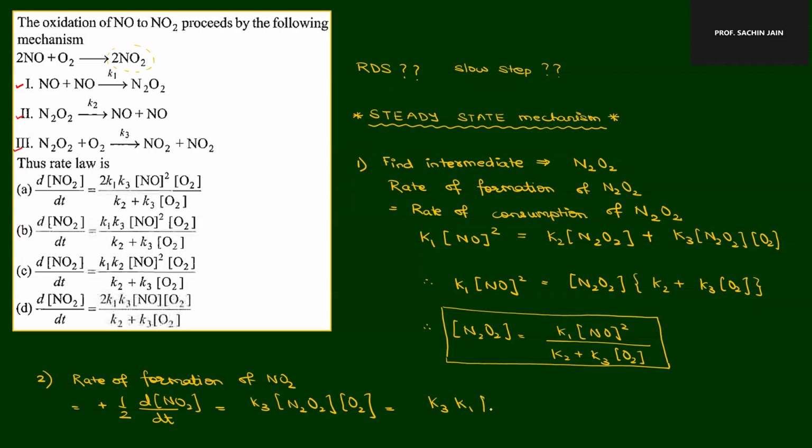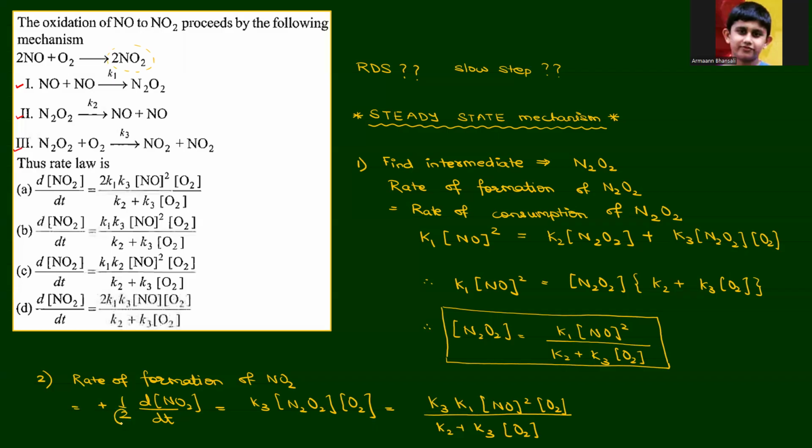You have got the answer. K3 K1 NO square into O2 upon K2 plus K3 into O2. What's the answer? A, B. A, right? Answer? A या B?